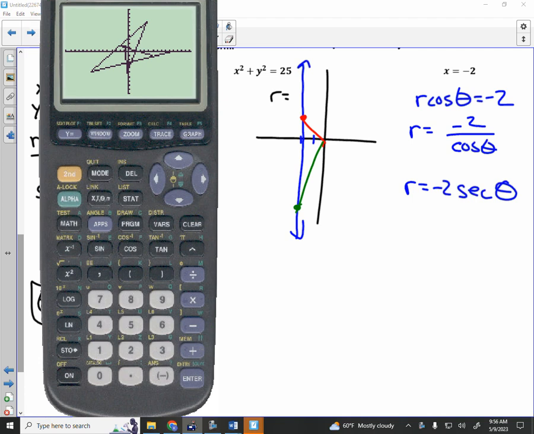Negative 2 secant of theta. You got it, Hattie Adams. That's it.